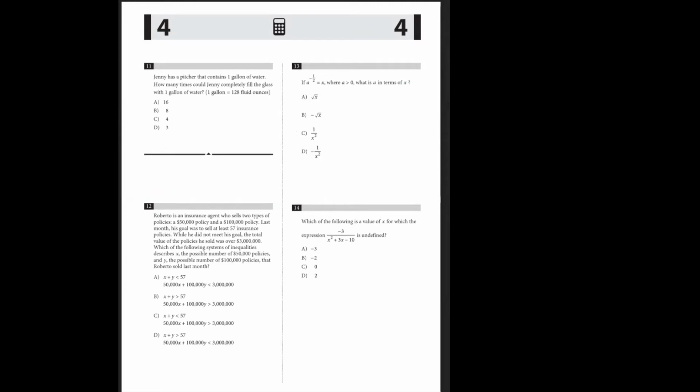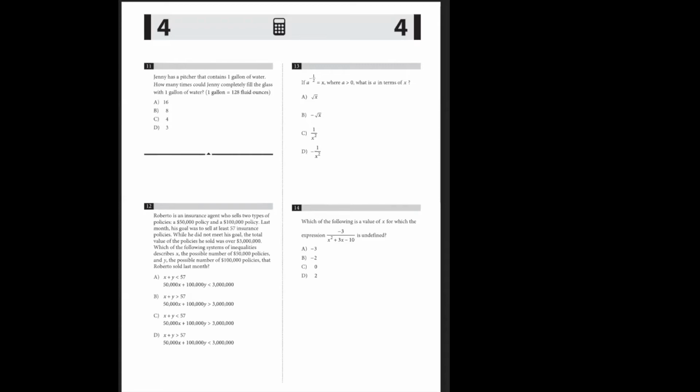So if a to the negative 1 over 2 is equal to x, where a is always greater than 0, what is a in terms of x? So this problem, we really just have to solve for a. That's really the only requirement of this problem. So all I'm going to do is manipulate this so that we can solve for a. It seems simple, but sometimes we don't know how to manipulate when there's a negative exponent or things like that. So it's going to be a review on that.